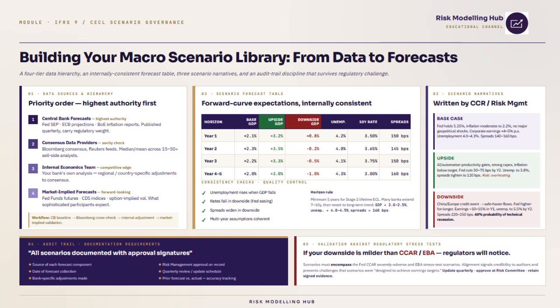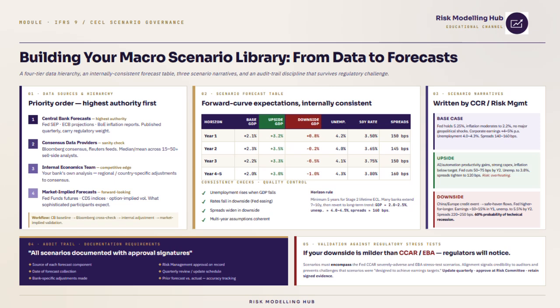Then the audit trail comes up as a fourth step, where all scenarios are documented with approval signatures, sources of each forecast component, date of the forecast collection, bank specific adjustments made, risk management approval on record, quarterly review or update schedule, or the prior forecast versus the actual accuracy track, right?